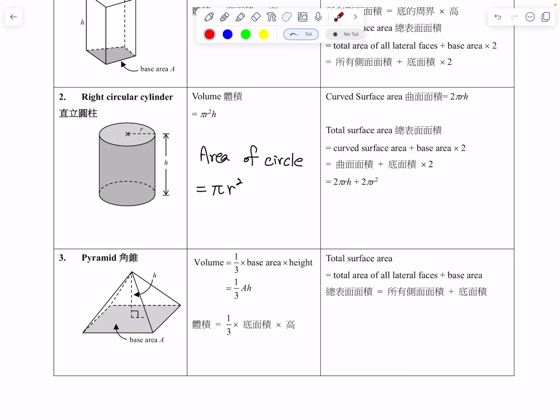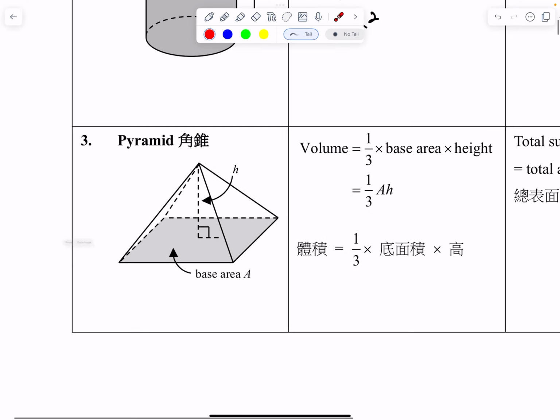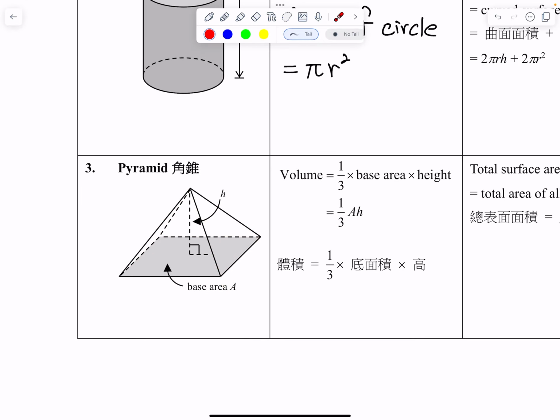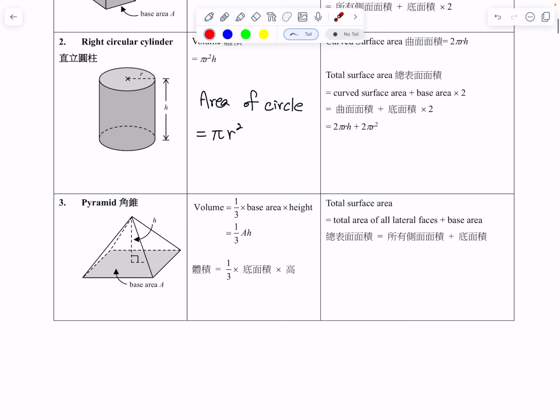Okay, next. The volume will be 1/3 base area times height. Now, how about the total surface area? You will see actually all the sides are different this time. They are not all the same, right? Now, can I still use the perimeter method like this one and then times the height? No, because it's not going in the same direction. They're not all up and down the same. So for the pyramids, you will have to do each side separately plus the things at the base.